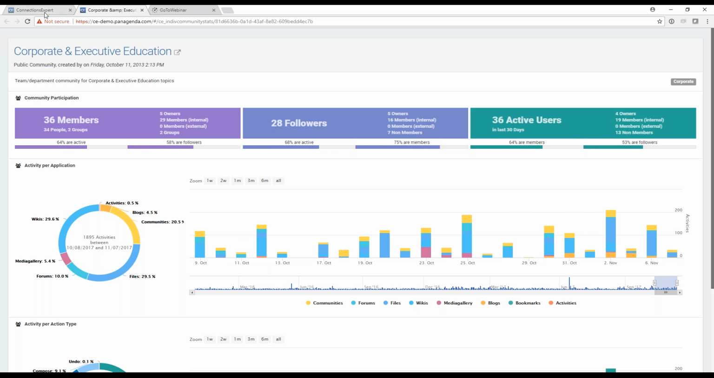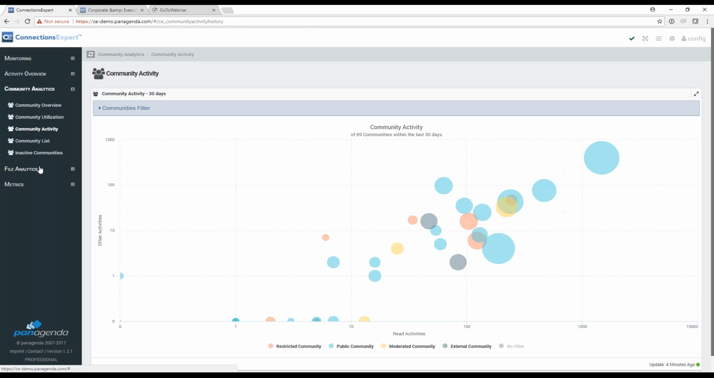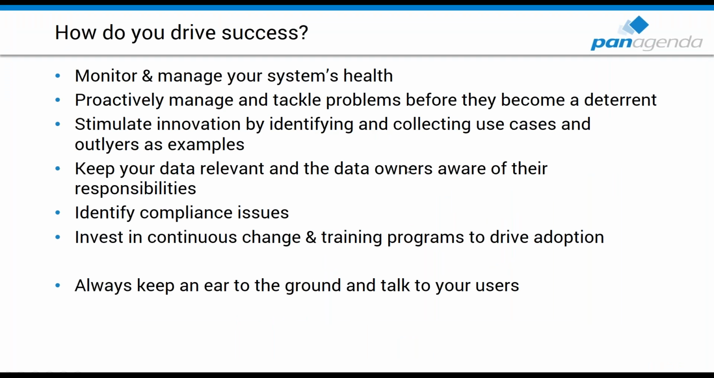What is important, and this is just a bit of a recap, is to monitor and manage your system's health. Proactively manage and tackle any problems that could occur before they become a deterrent. So like I said, don't let your users run into a quota limitation, because really that is such a turn-off for a user that wants to share something and is not allowed to.